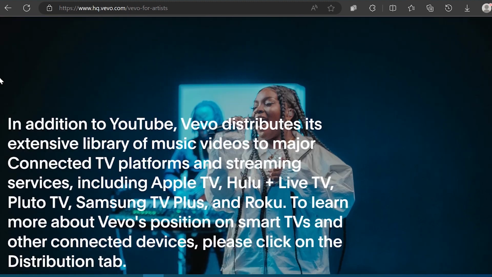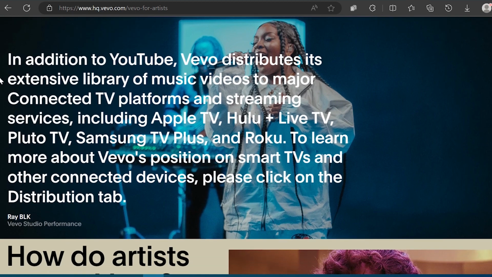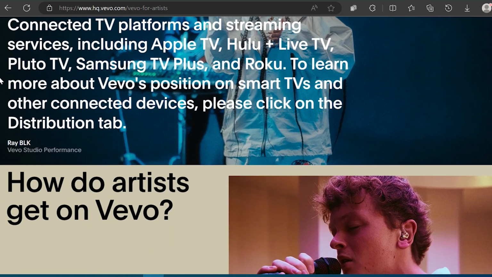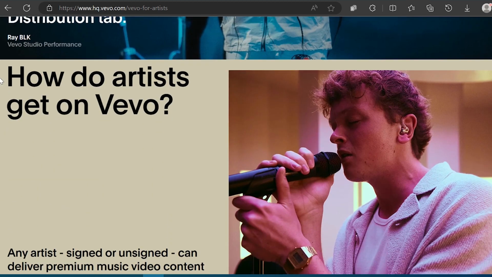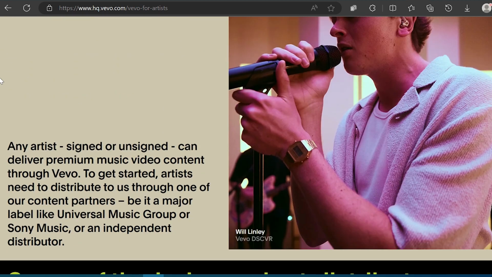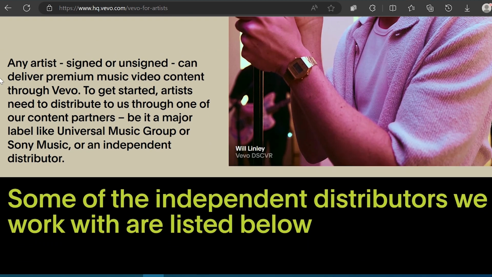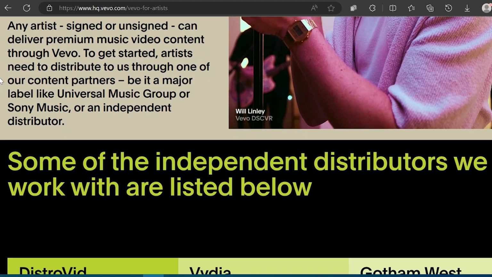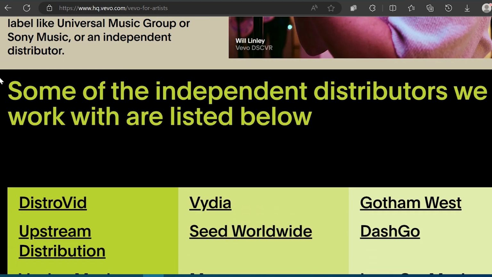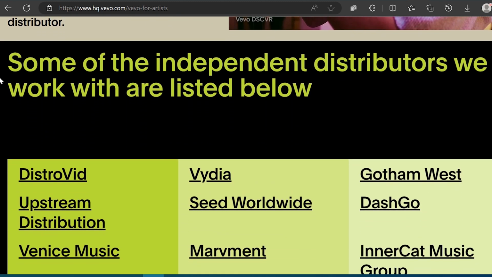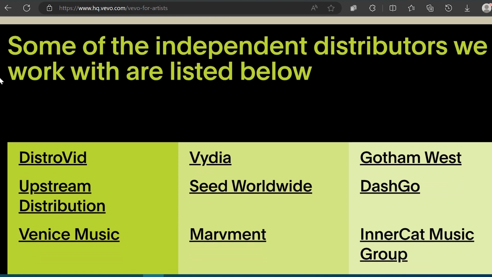Two, sign a record label or distribution deal. VEVO primarily works with established record labels, music distributors, and major artists. Signing a record label or distribution deal increases your chances of getting your video on VEVO. These entities often have a partnership with VEVO and can submit your music video on your behalf.